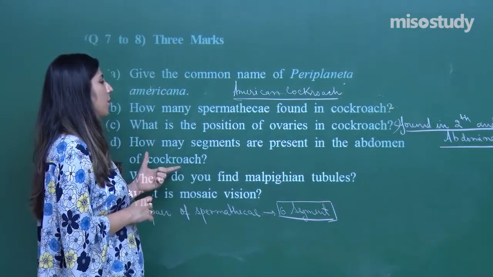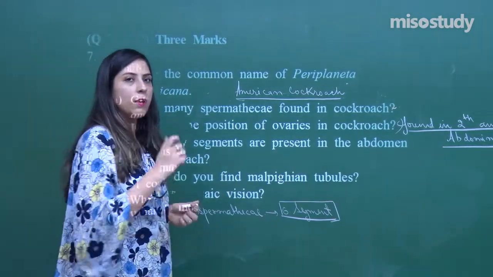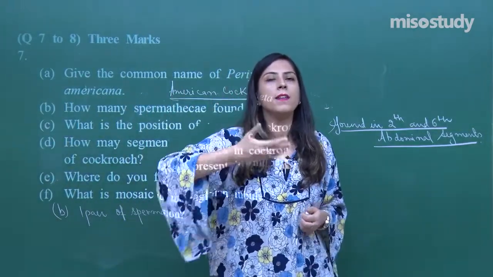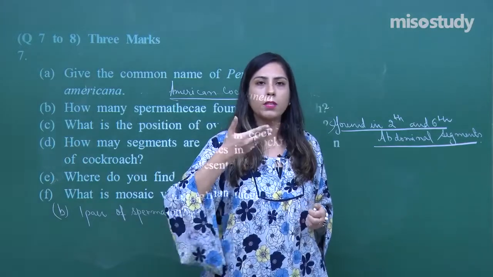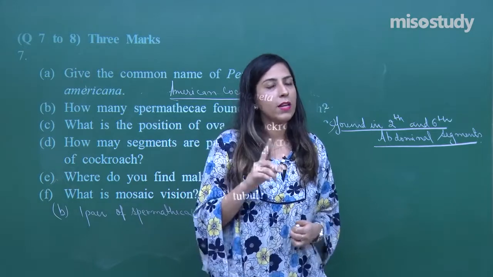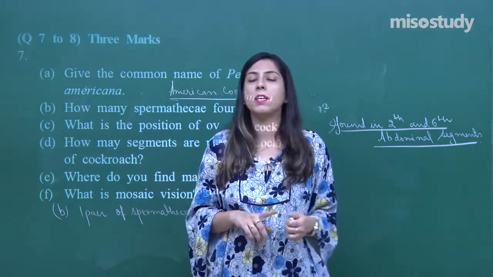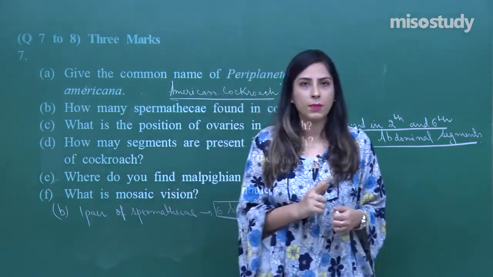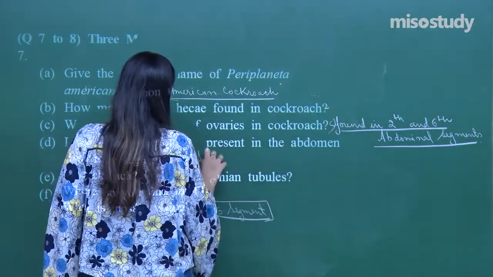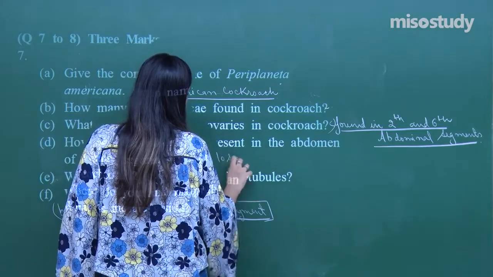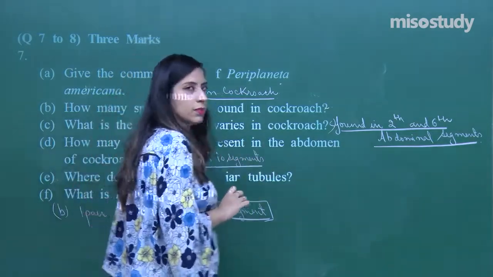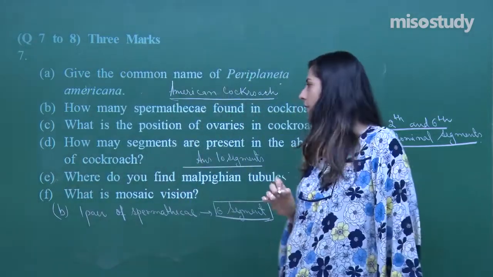How many segments are present in the abdomen of cockroach? We have discussed that the whole body is made up of different parts. The first one is called the head, then they have a thorax, and after that they have an abdomen. When I was discussing the morphology, I discussed that 10 abdominal segments are present in this case. So the correct answer for this is 10 segments. Right, students? So let's move on to the next part.